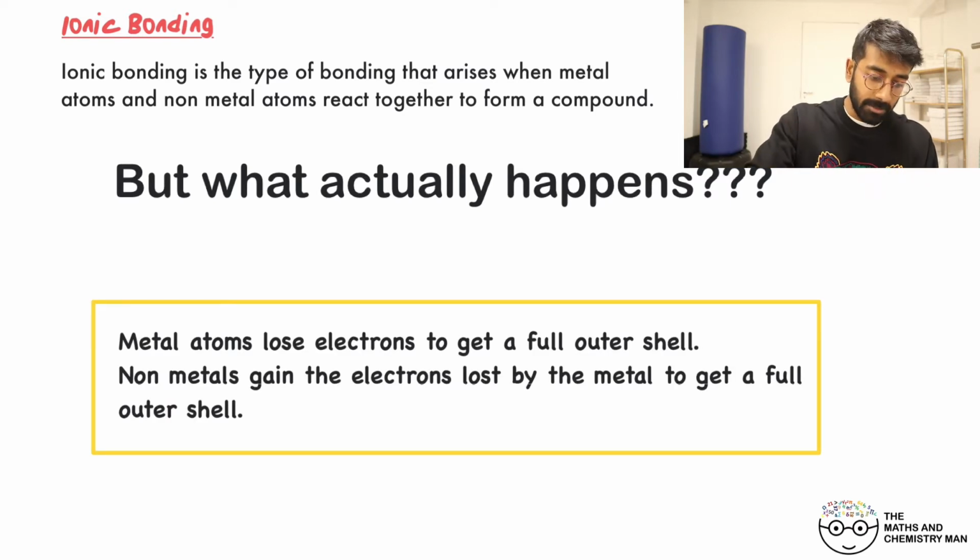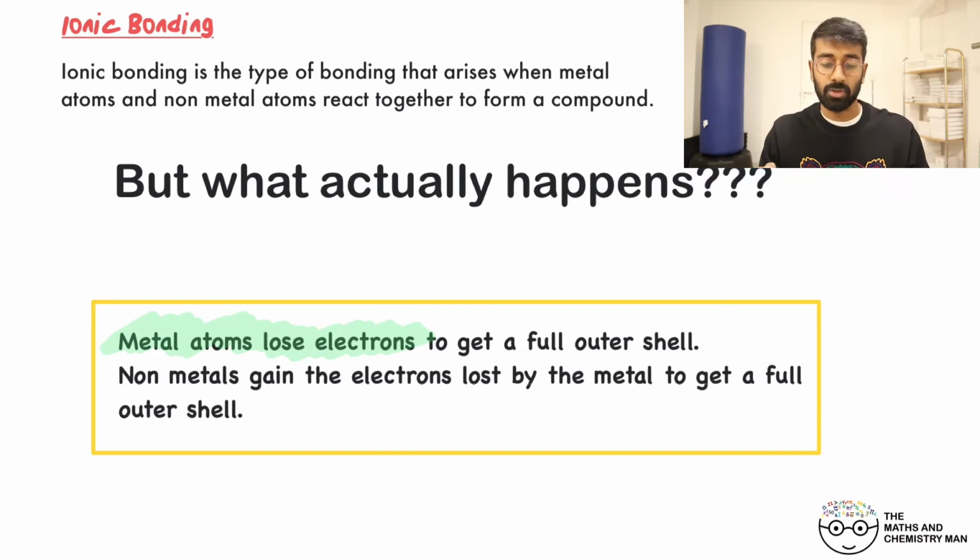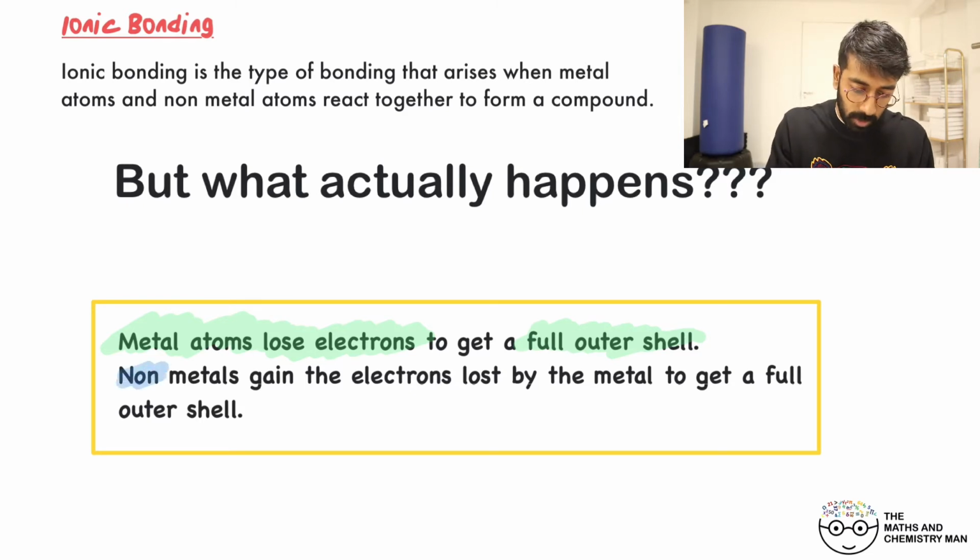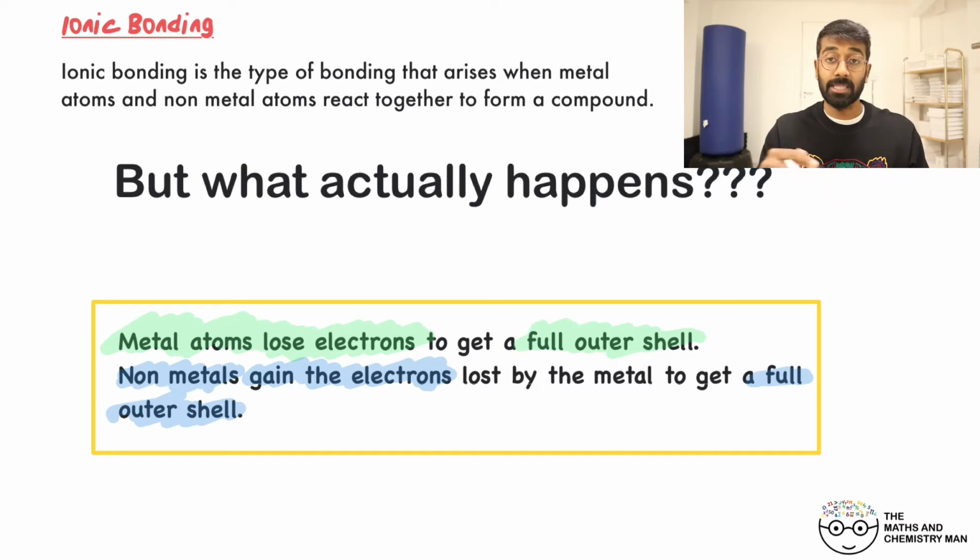So metal atoms tend to lose electrons, right? So you definitely want to make a note of this. Metal atoms lose electrons. And why do they lose electrons? Because they want to form a full outer shell. And non-metals gain electrons in order to do the same thing, to get a full outer shell. Now, what you should note as well is that the electrons that the metals lose are the electrons that are gained by those non-metals.